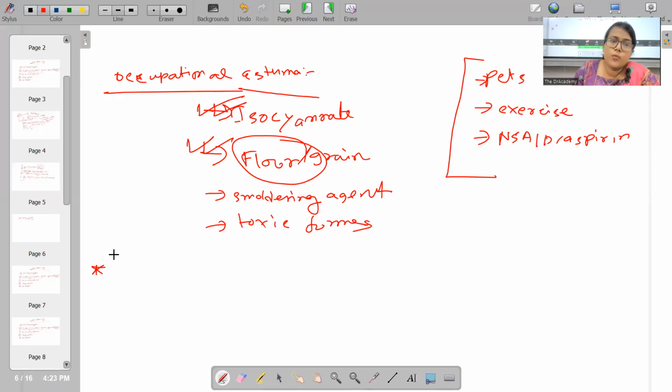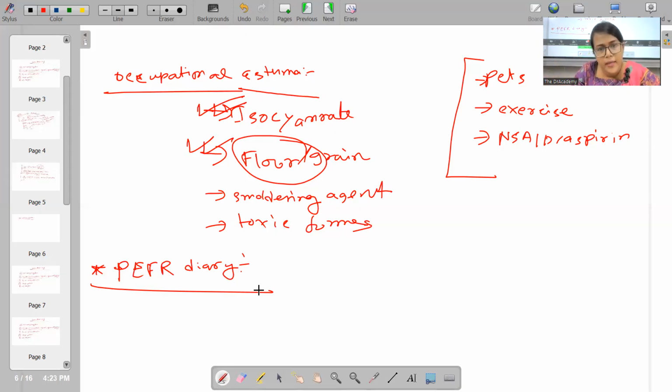So in that case, what we can do is tell the patient to keep a peak expiratory flow rate diary. The readings will be taken twice daily, in the morning and late in the evening. And we will see how many times the peak expiratory flow rate is dipping, and we will try to observe a pattern, okay? That's how you can diagnose a case of occupational asthma.